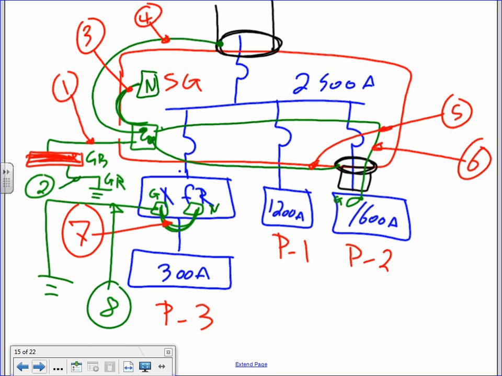Number five is equipment bonding jumper load side. And the last, number seven, is system bonding jumper. Number eight is grounding electrode conductor for the separately derived system. These are only seven things I'm asking you gentlemen to size.